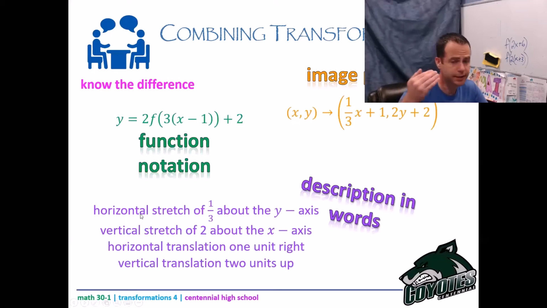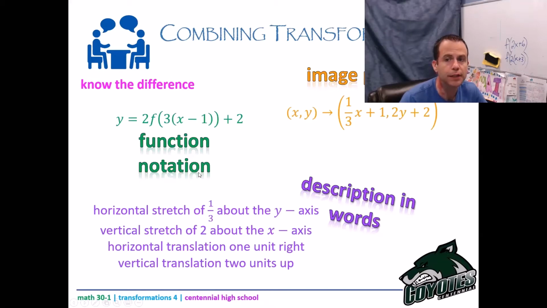And you're just listing them as I stated, and notice that I'm writing them in the right order. So I started with my horizontal stretch of 1/3. I could have gotten the b value here and remembered that is the reciprocal, or I could have looked at my image point and remembered that those are read exactly as is. The vertical stretch of 2, I could have gotten from my a value here, or from my image point, read exactly as is. Horizontal translation 1 unit right. Again, I see that here and I see that here. And a vertical translation 2 units up. I see that here and I see that here.